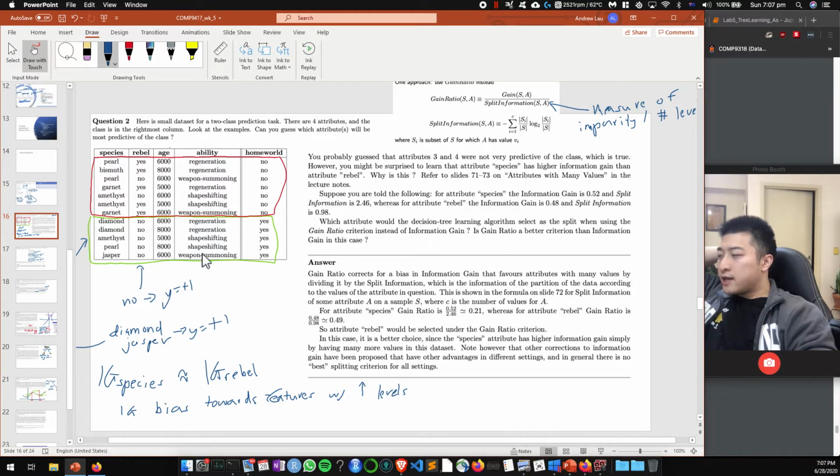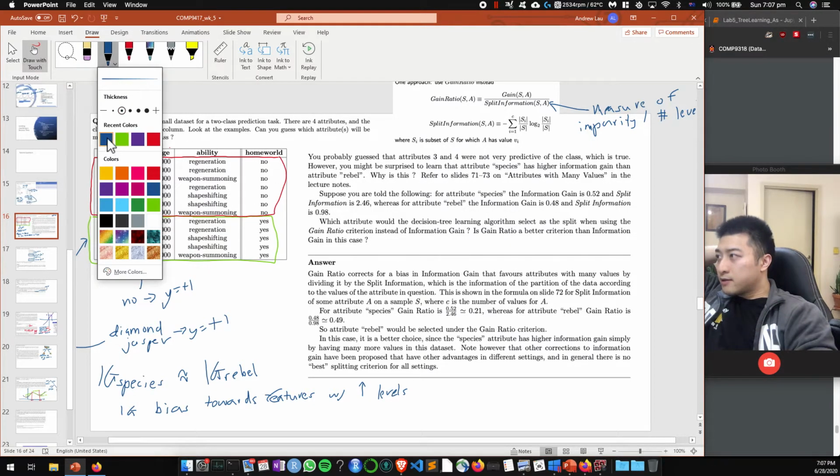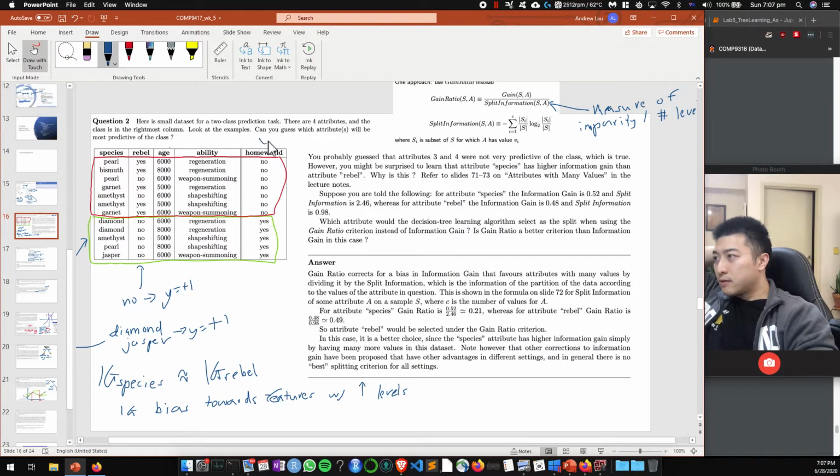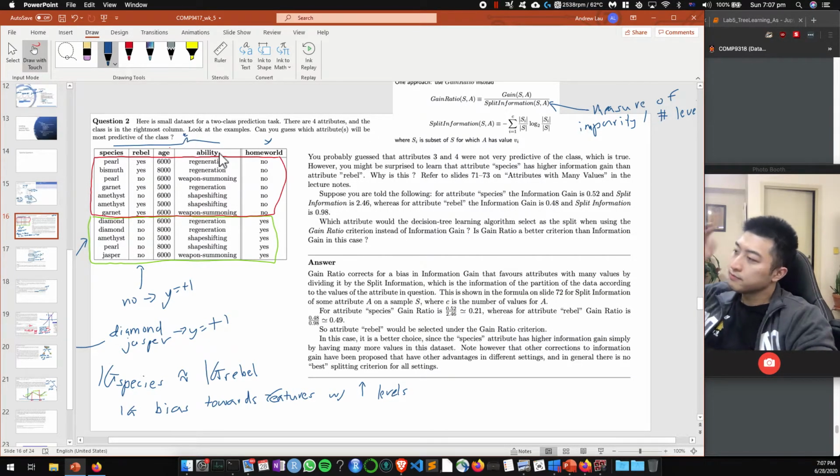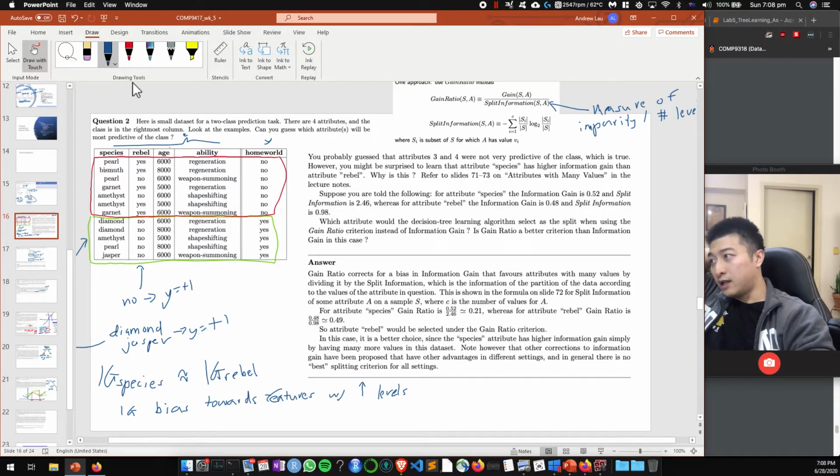So we've got some data here. This is a target. I don't know why I put a hat there. This is the target, and then these are the features. And you're asked which attributes will be the most predictive of the class, right?